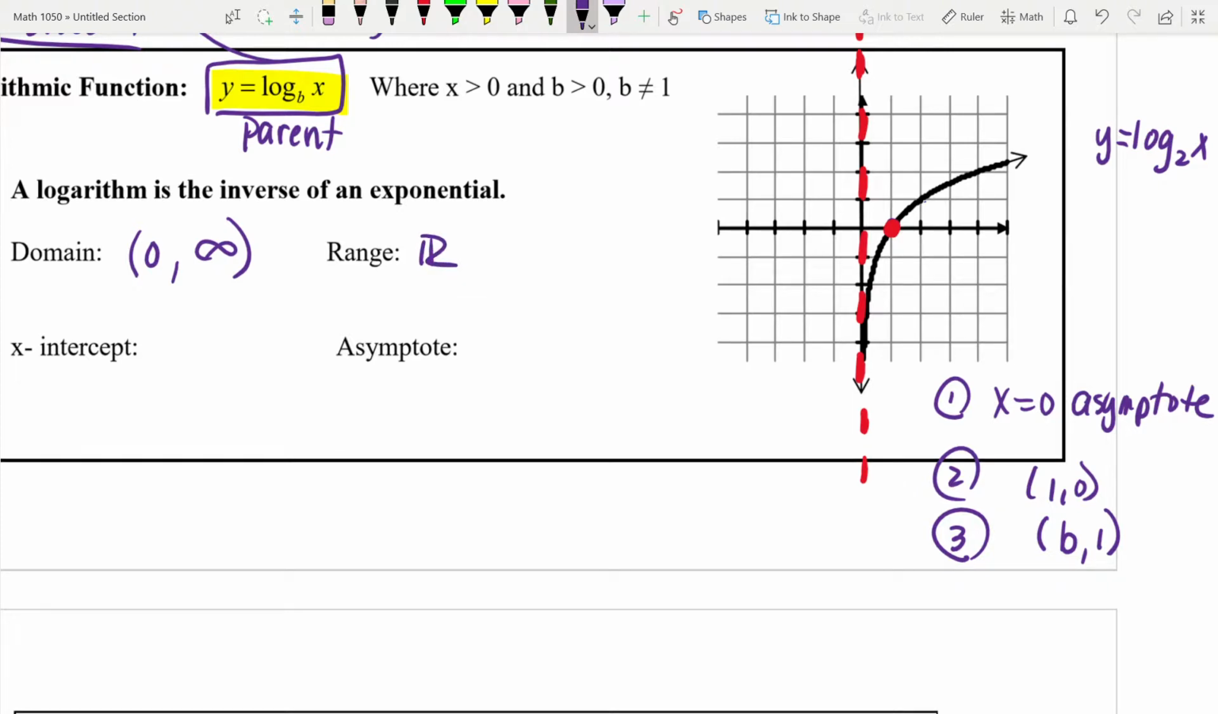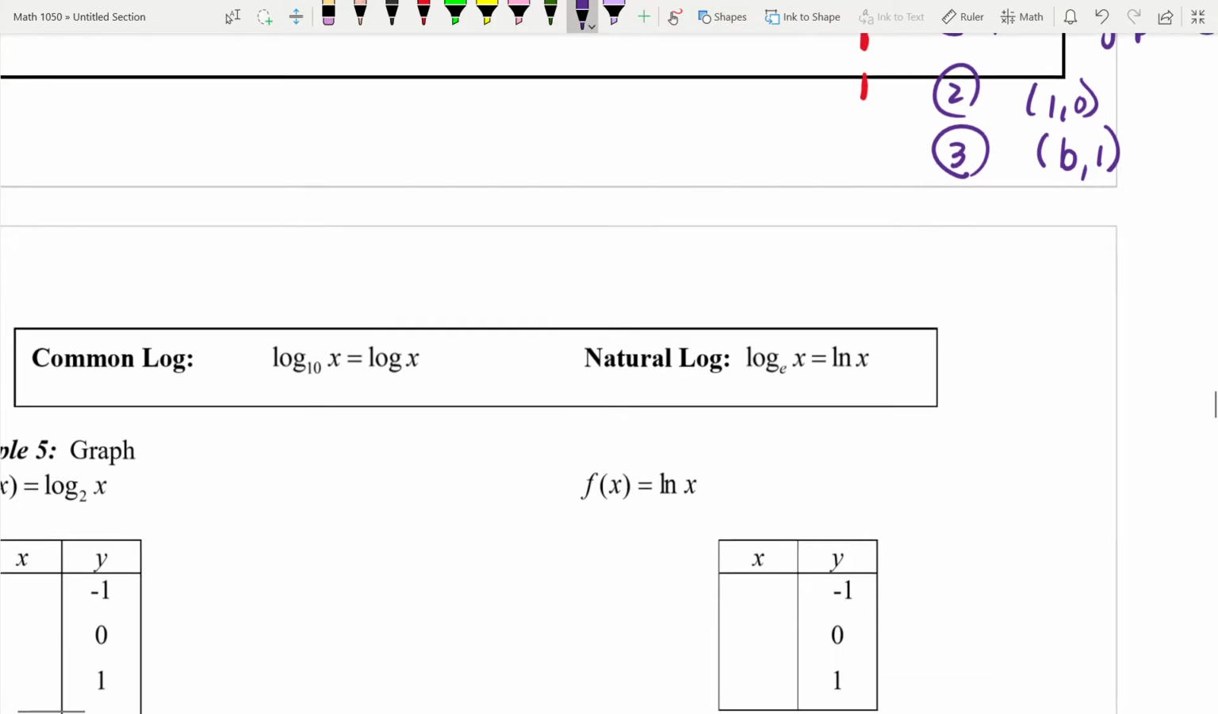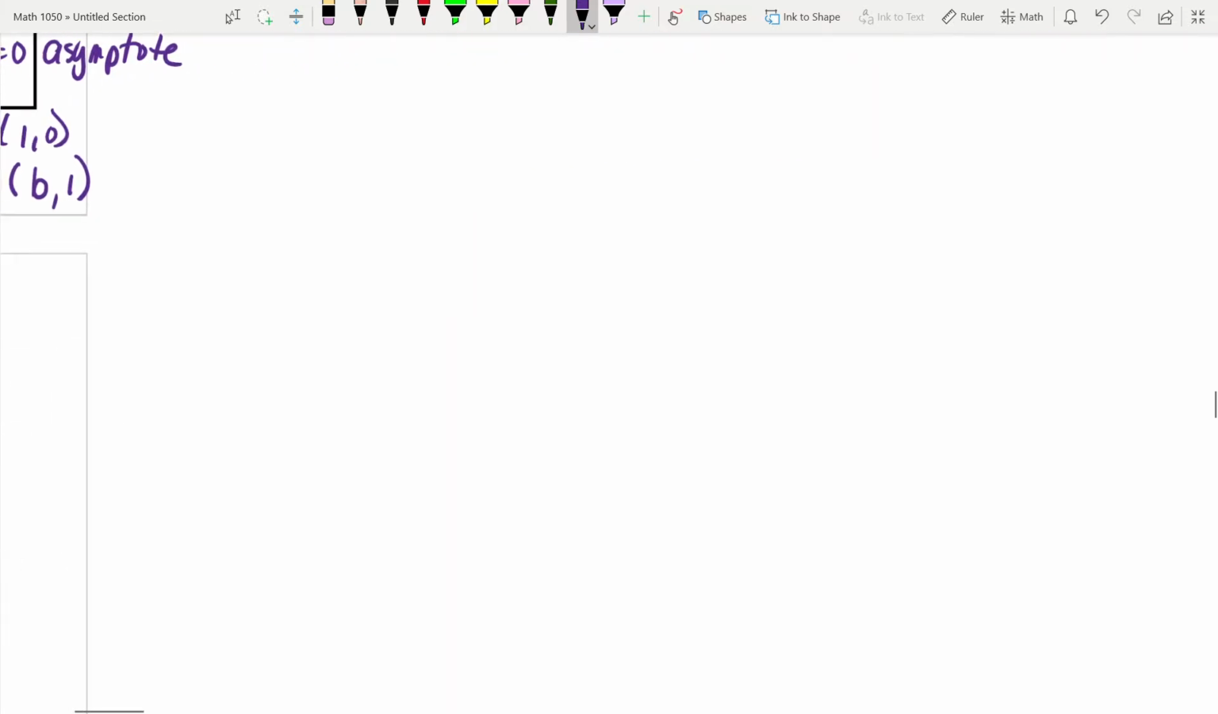X-intercept, right here, that's that dot I gave you. It is 1, 0. The asymptote is the red dashed line. Look how easy it is to tell. What axis did that cross? It crossed the x-axis. Where does it cross it? 0.